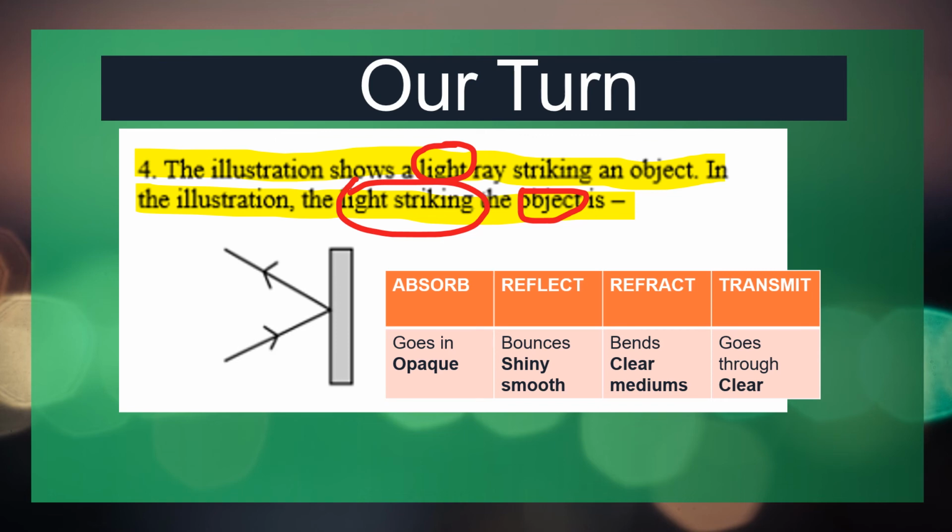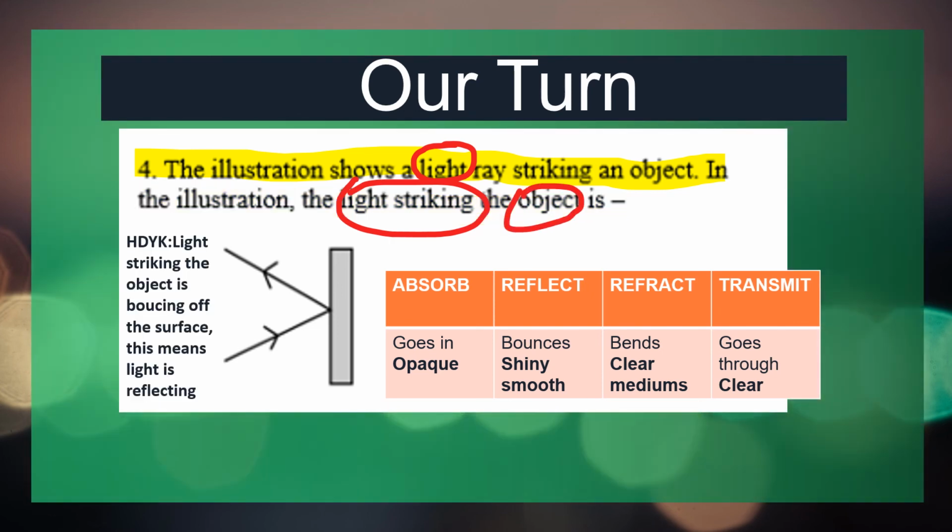The next thing I do is write my evidence. Light striking the object is bouncing off the surface. This means the light is reflecting.